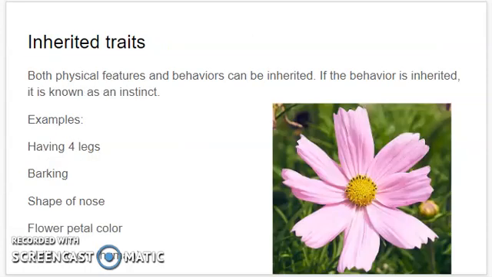All right, these are some examples of inherited traits. So some animals, like horses and dogs, there are lots of them, pigs, have 4 legs, okay? They're born that way. Barking would be an instinct. Dogs don't go and practice or learn how to bark. That is a behavior that a dog is born knowing how to do. The shape of a nose, okay? Ours are usually combinations of our parents. I already mentioned the flower petal color, so that pink flower we can see in this picture. And then I've already mentioned the ability to cry. That would be an inherited behavior.